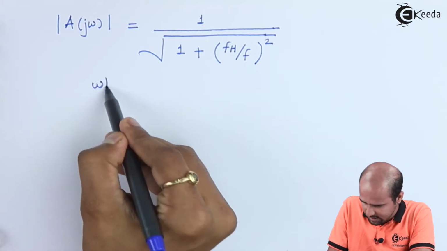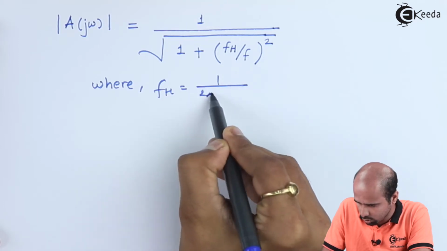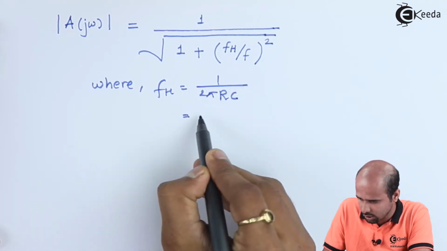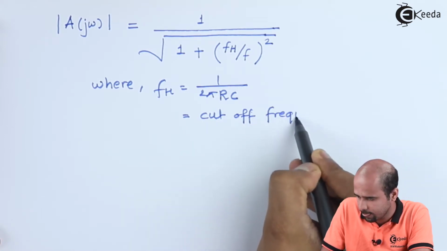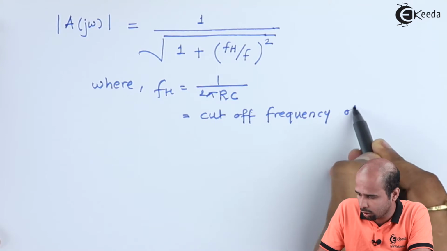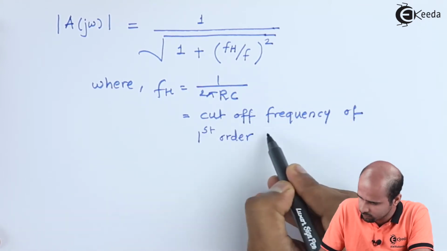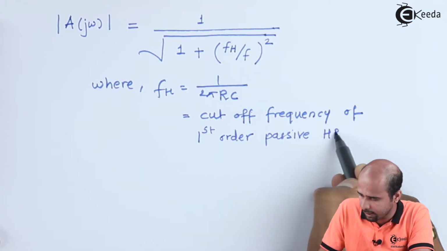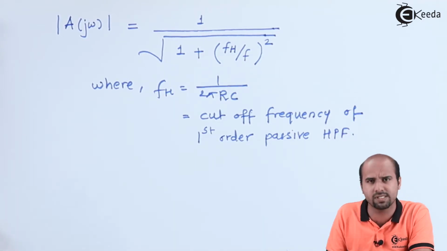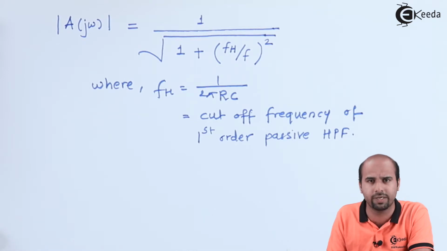We will write this as fh is equal to 1 upon 2 pi RC, and that is called the cut off frequency of first order passive high pass filter. I have specified each and everything over here. Cutoff frequency fh, after which we will be getting a stable value of magnitude of gain.